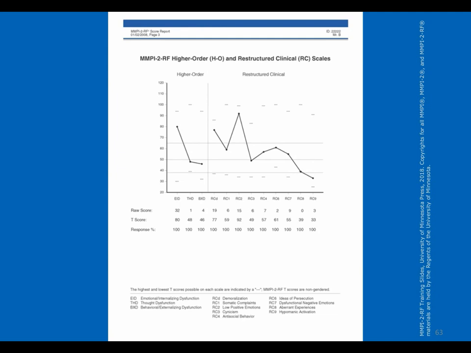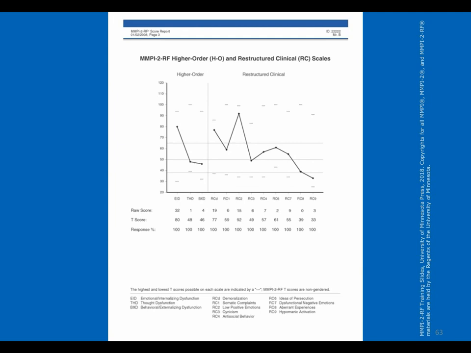And then what scale are we going to interpret next? Again, keeping in mind that we're going to do our entire interpretation of the emotional dysfunction domain first. So the next scale that we would interpret is going to be RC2. In the emotional dysfunction domain, there are 3 RC scales: RCD, RC2, and RC7. Among those 3 scales, RC2 has the highest elevation, so we're going to begin next by interpreting RC2.